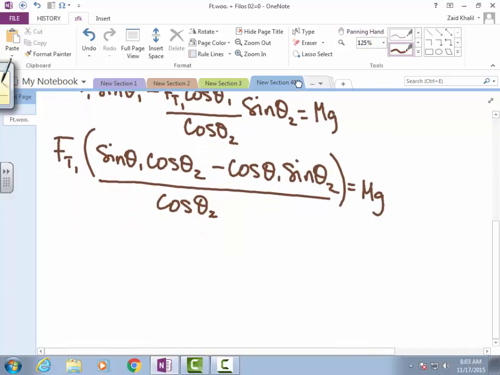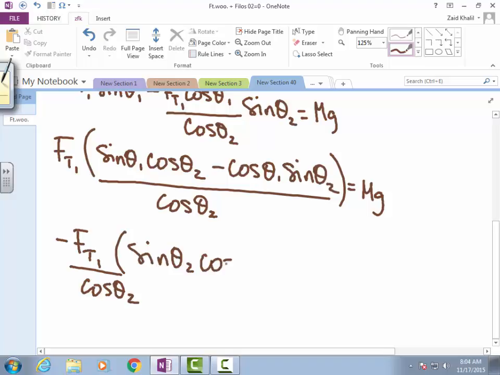I'm going to do something pretty clever. I'm going to factor out negative 1. When I factor out negative 1, what happens here? They flip. So you get negative ft1 over cosine theta 2 times what quantity? Sine of theta 2 cosine theta 1 minus sine theta 1 cosine theta 2. And you're probably wondering, Mr. Khalil, why are you doing that?